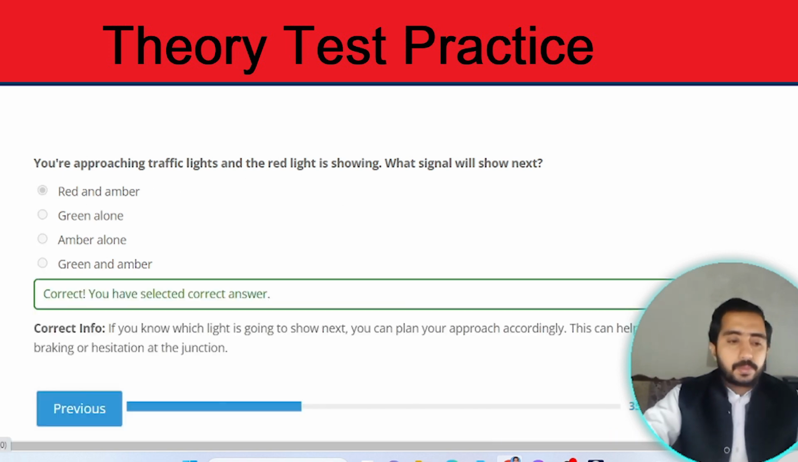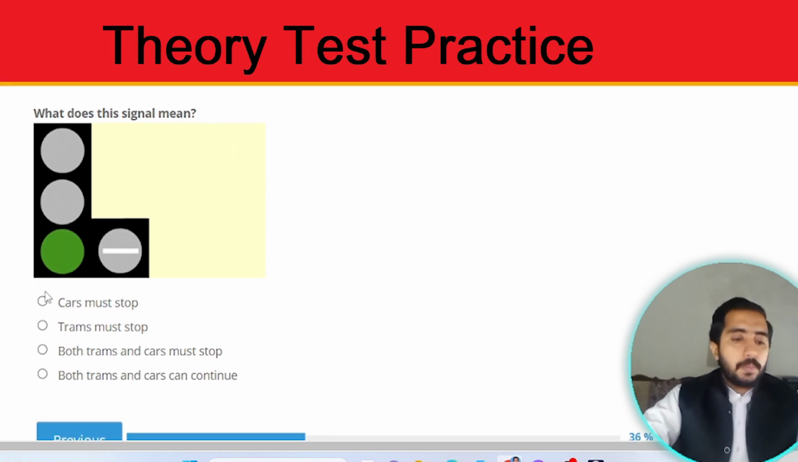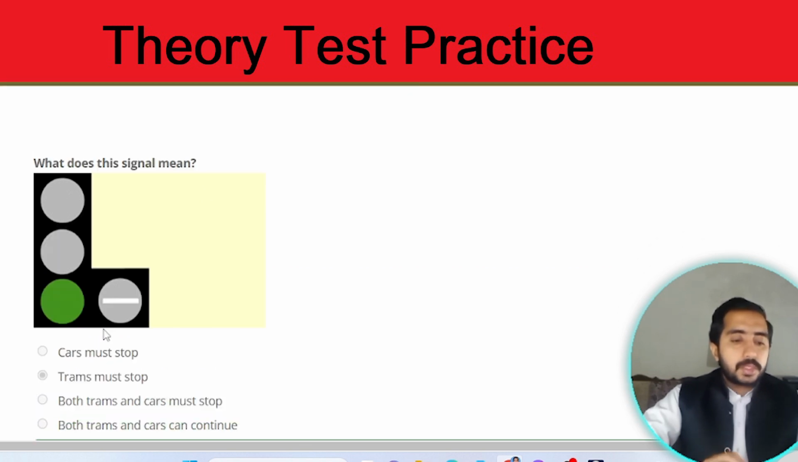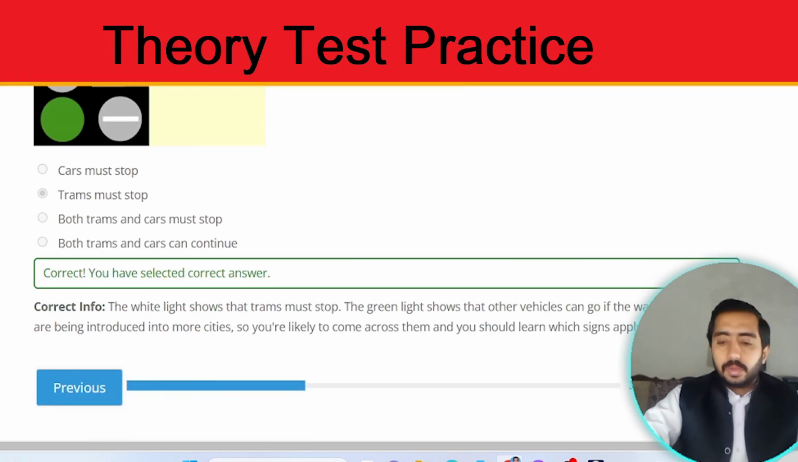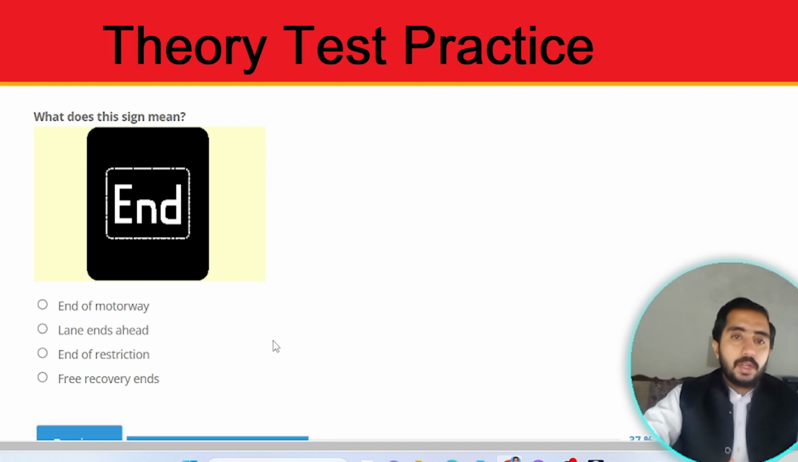Next one. What does this signal mean? Okay, this signal is represented by trams must stop. Next one. This sign is clearly represented by the characters written on this symbol itself, which is end of restriction.